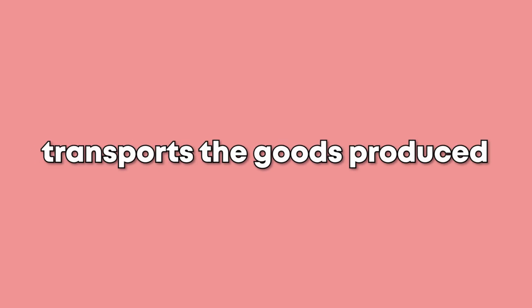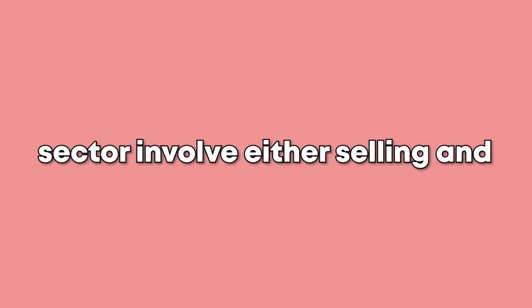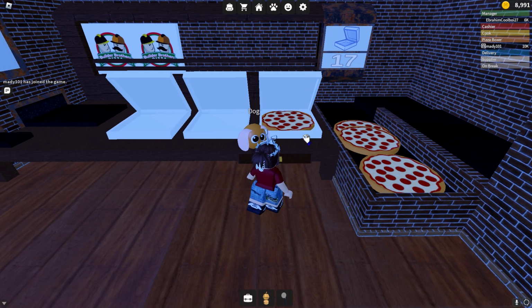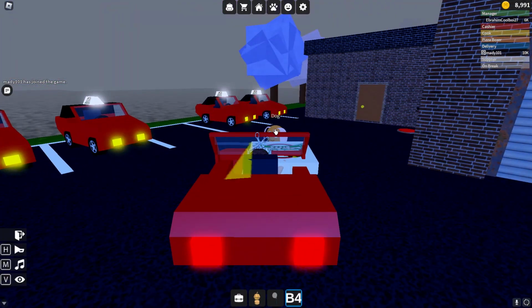Next, the tertiary sector, which is also known as the service sector, transports the goods produced in the secondary sector and then sells them in shops. Activities found in the tertiary sector involve either selling and exchanging goods or providing service to the consumer. For example, a pizza place can provide services to its consumers by making a pizza for them, as well as delivering it to their house if they order online.